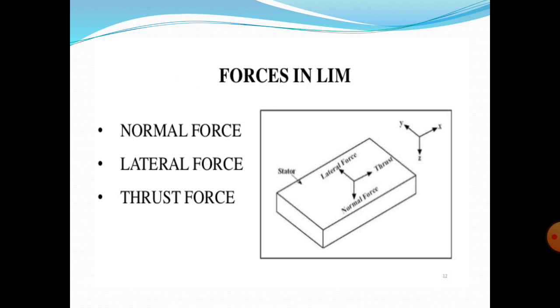And next is forces in a linear induction motor. There are three different types of forces in a linear induction motor. The first one is normal force, next lateral force, and the final one is thrust force. Normal force is in the direction of the z axis. Lateral force is along the y axis. It is perpendicular to the thrust and normal forces.